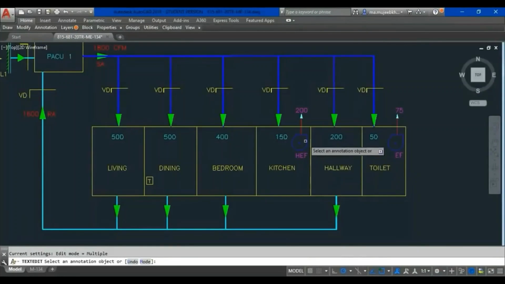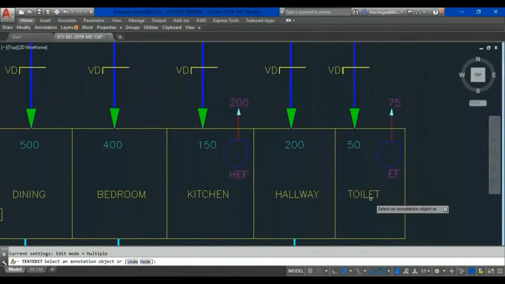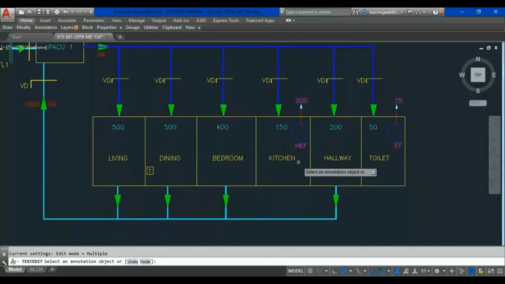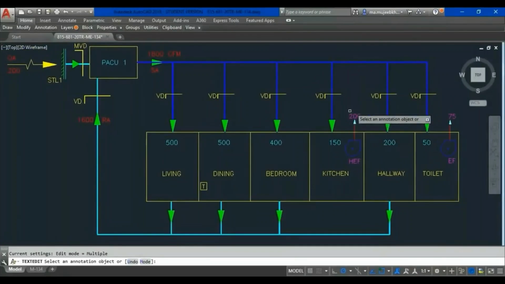Now you can see on the exhaust side there is no return air, and we have a kitchen exhaust fan which is taking out the exhaust air, and a toilet exhaust fan which is taking out the exhaust air from the toilet area. So these two areas will not be having any return air, because as per the ASHRAE requirement, for any zone which is having exhaust, the return will not be taken from that particular zone, and the exhaust air will be taken outside the building.